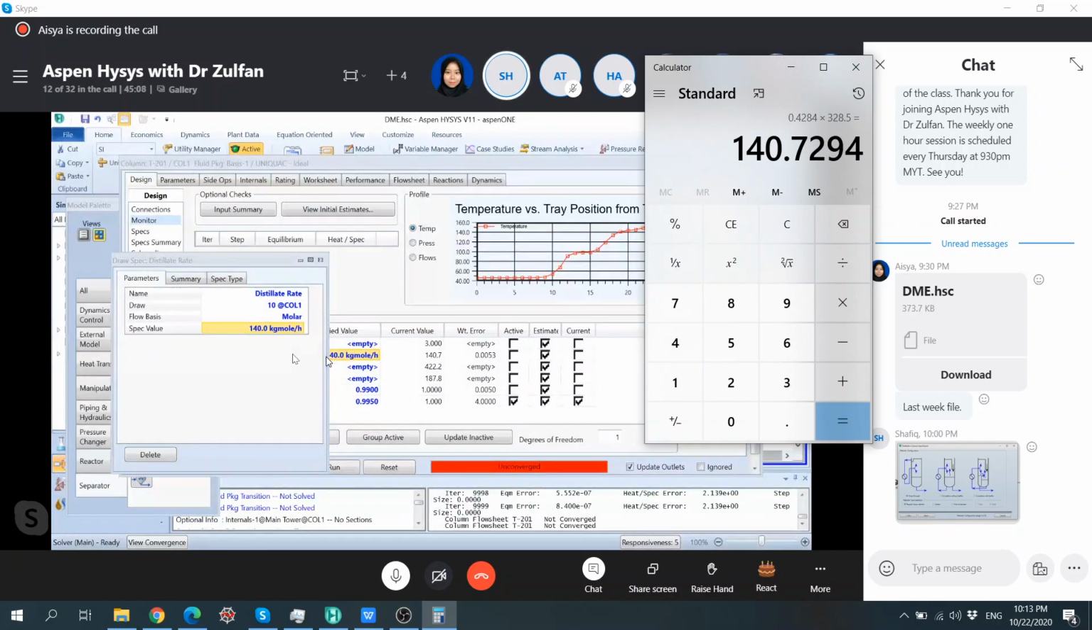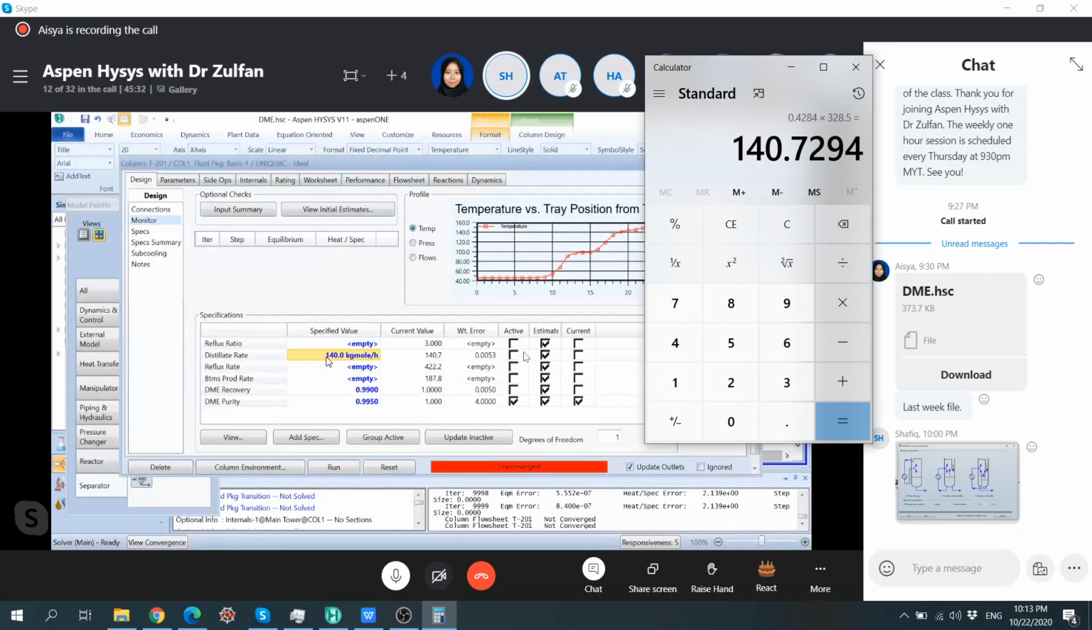So I repeat, this 140 consists of DME 99.5% and then 0.5% methanol, supposedly. Alright. And then we only recover 99% of DME for the sake of matching the stream data. Yeah, this is for the sake of that. So I'll close that, and then wait a minute. Okay. Quick stop, and then untick that DME purity.